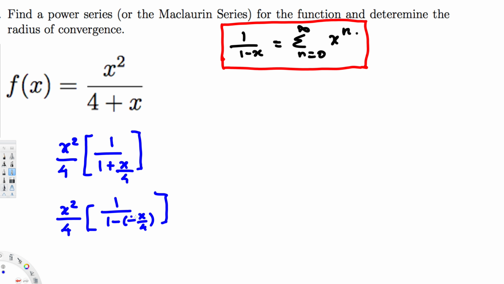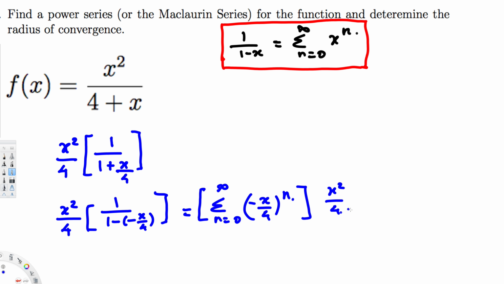Now let's see how we can use this pattern to convert this into this pattern. Here if you notice, whatever the value is that we are subtracting from 1 is powered by n. Here it is the same thing. Whatever value we are subtracting from 1 is going to be powered by n. So this is going to be sigma n equals 0 to infinity, negative x over 4 powered by n. And also it is multiplied by x square over 4. So we have to multiply this one also with x square over 4.